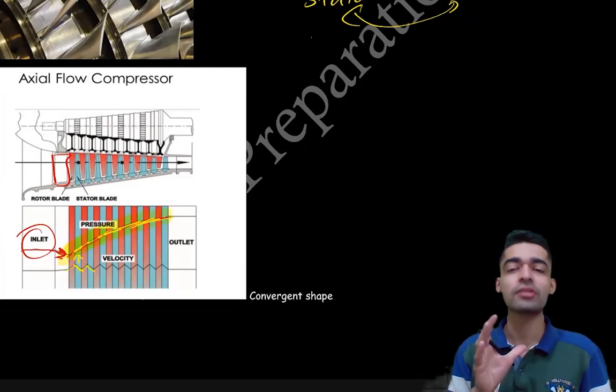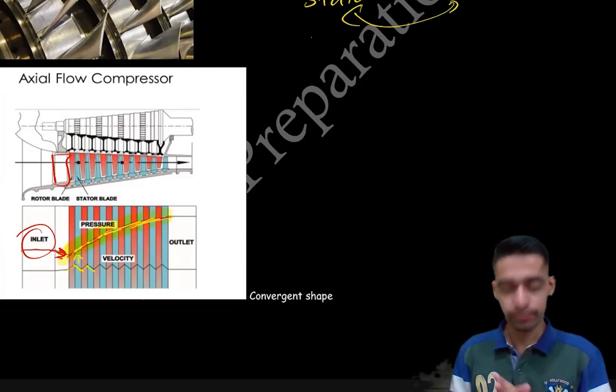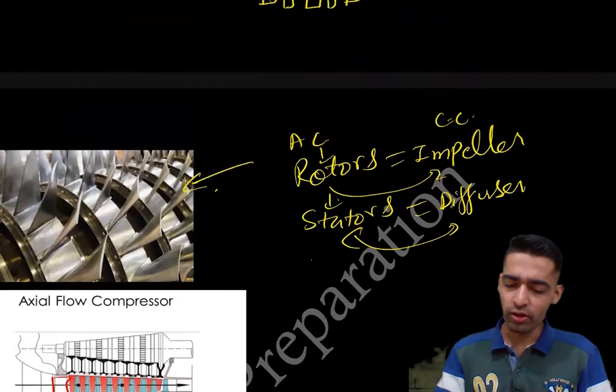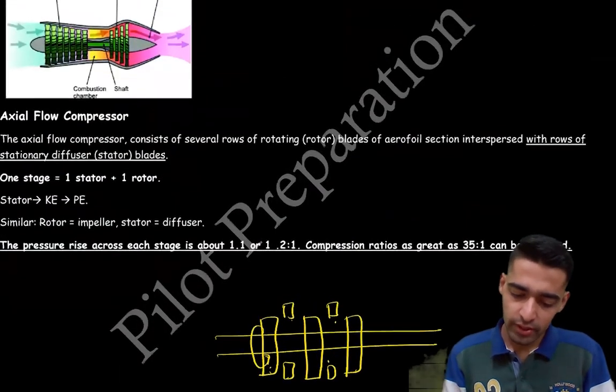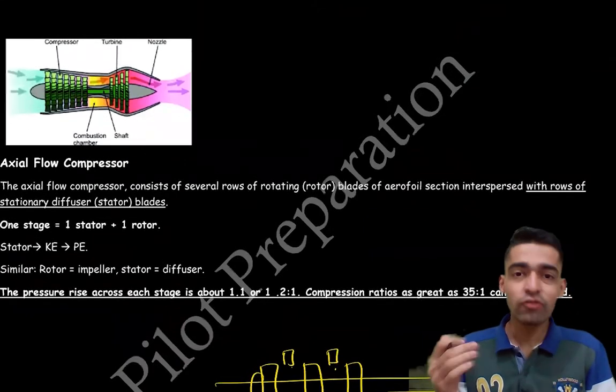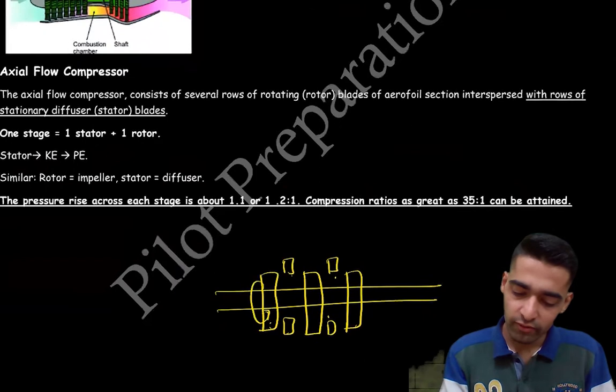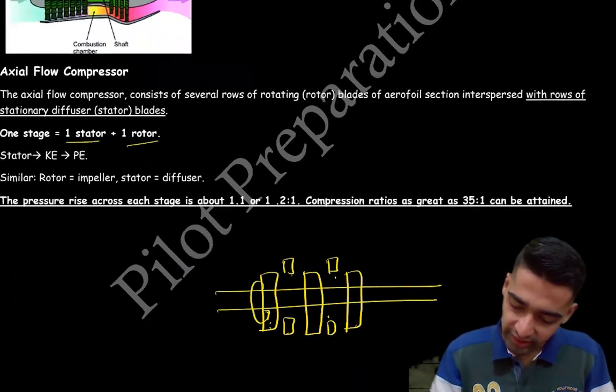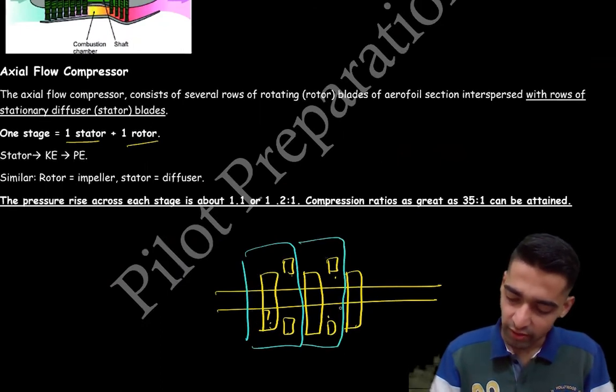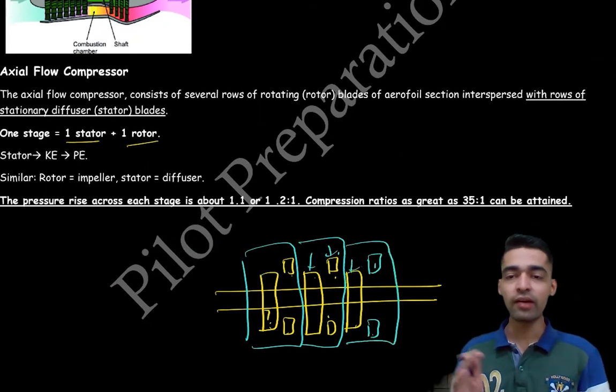Because that much compression an axial flow compressor does. So let's see what is there in the theory. It is talking about one stage. What is one stage? One stage consists of one stator and one rotor. That means this is the first stage, with one stator and one rotor. Then this is the second stage, again one rotor and one stator. Then we have the third stage, again one rotor and one stator. This is how we create stage after stage of an axial flow compressor.